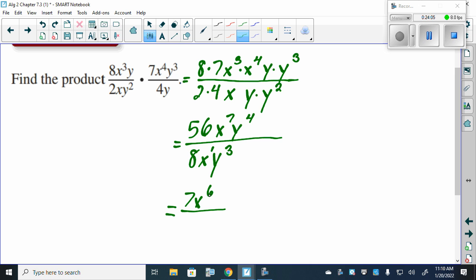And lastly, we have y to the fourth divided by y cubed. So 4 minus 3 is 1. And it's bigger on top, so it stays on top. So the actual answer is 7x to the 6 y. And that's it. I will always put the division sign just in case we do still have something on top and bottom. If not, I kind of just include it in the circle. Any other questions on this here?